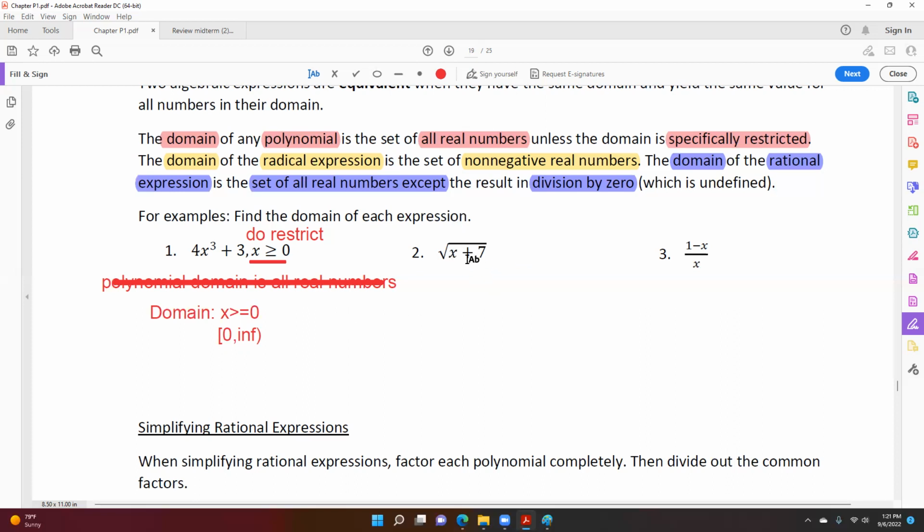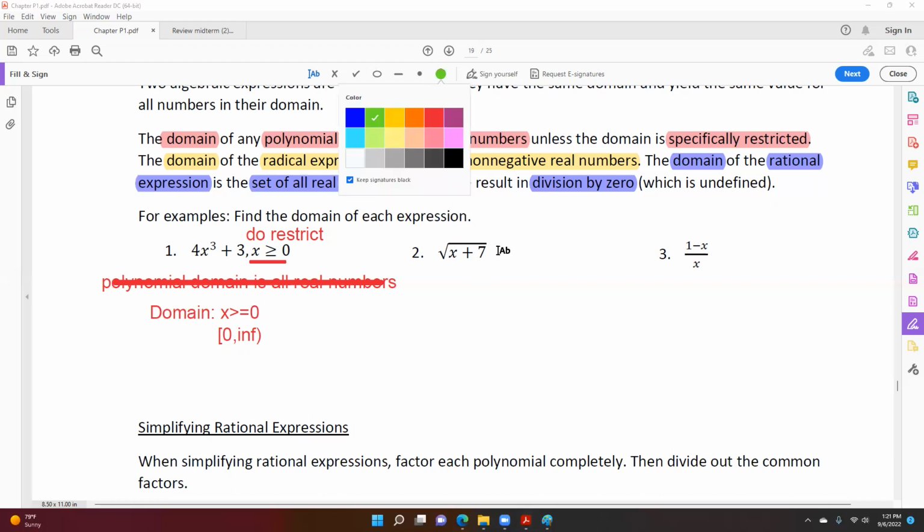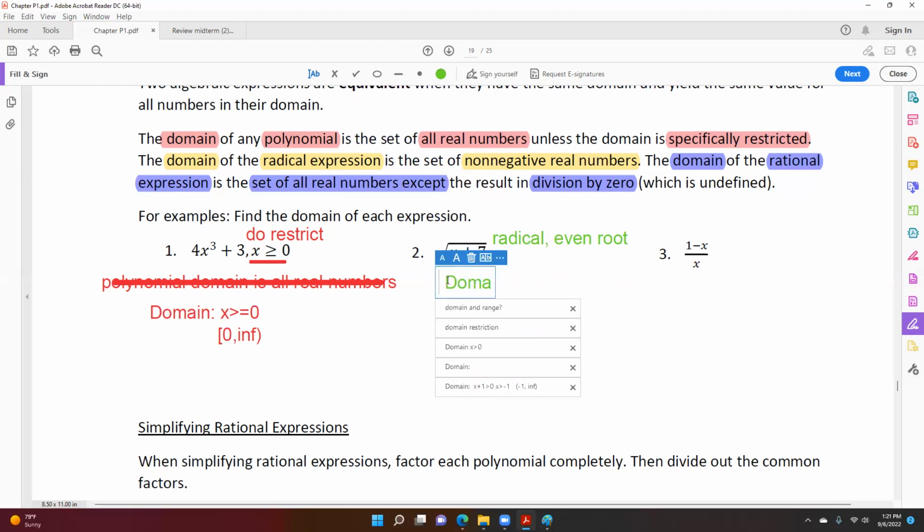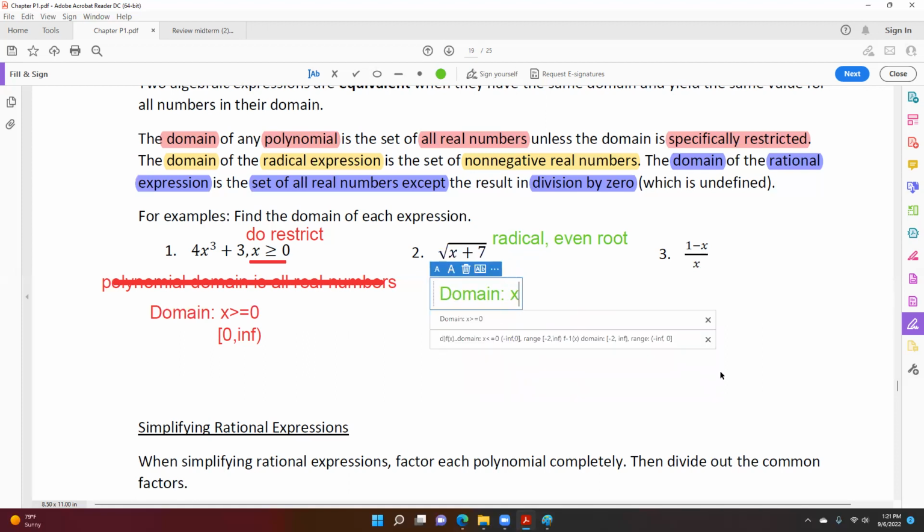I'm okay with it as long as you know how to figure out your domain here. Next, this is a radical expression. When we have a radical, it's called a radical expression. We will look for the roots, and this is actually an even root, which is a square root here. So when you have an even root, how do you find your domain? You take the radicand, which is x plus 7, and you make it greater than or equal to 0, and you solve for x here.